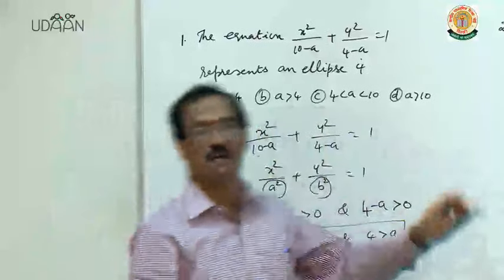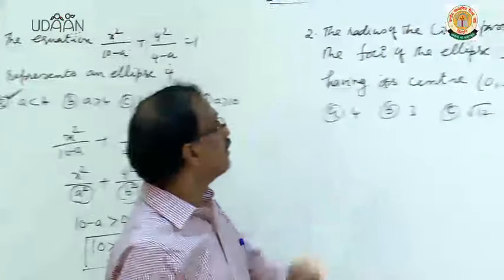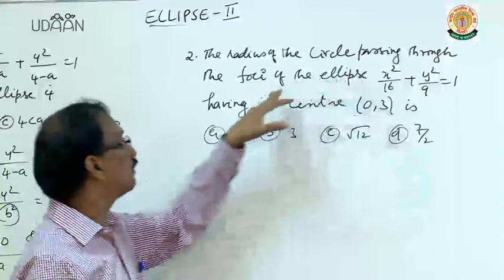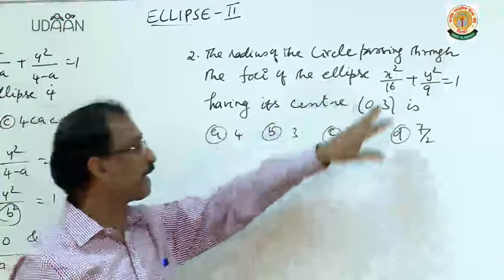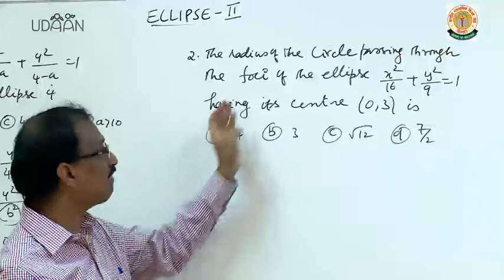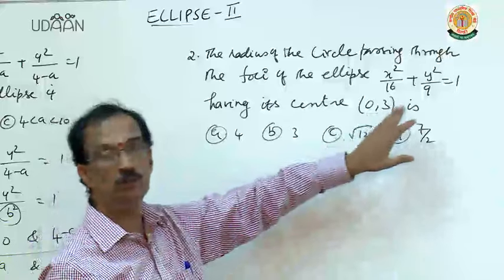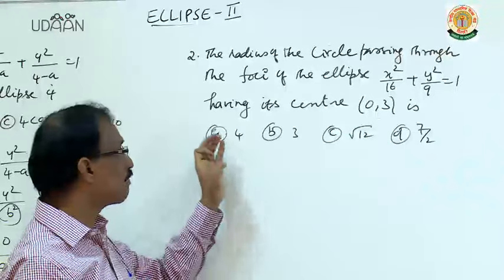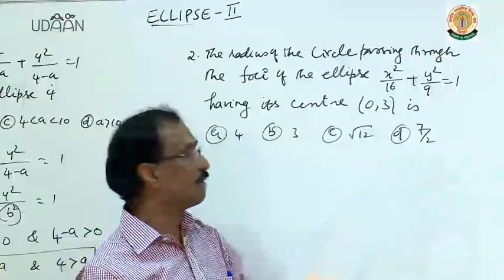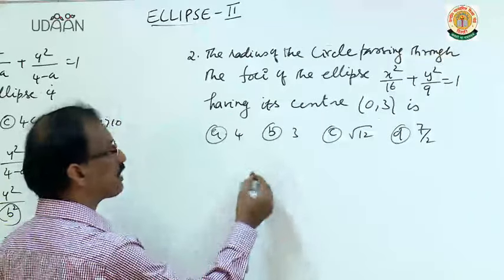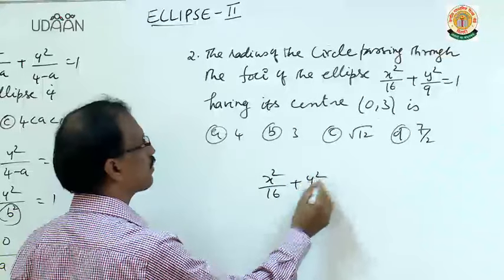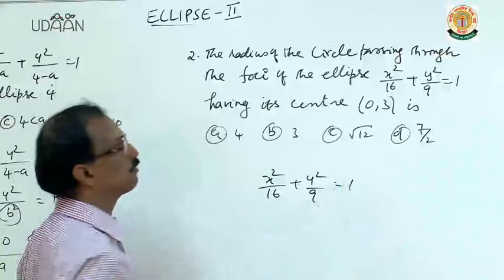अब अगला एग्जाम्पल क्या बोलता है. इसमें the radius of the circle passing through the foci of the ellipse x square by 16 plus y square by 9 equal to 1 having its center 0, 3 is option 4 या 3 या root 12 या 7 by 2. So the equation here x square by 16 plus y square by 9 equal to 1.